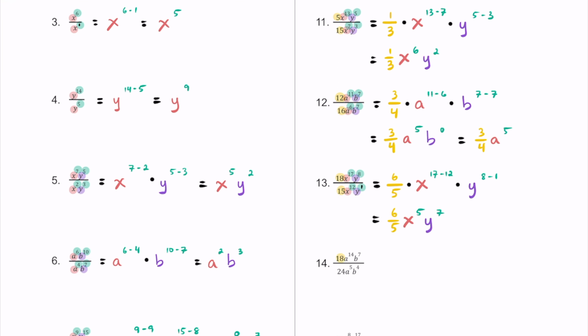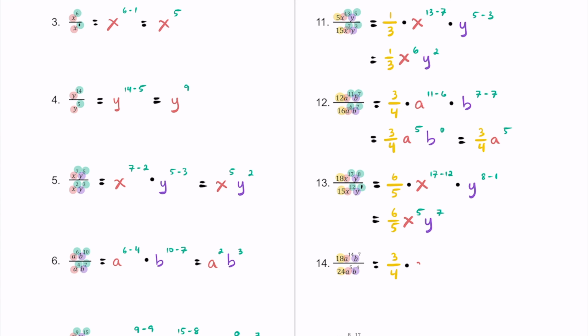For number 14, we have this 18 and 24 as our coefficients. We'll simplify the fraction in just a moment. And then we have our common base of a and our common base of b. Okay, so 18 and 24, I think their GCF is 6. So 18 divided by 6 is going to be 3. And then 24 divided by 6 is going to be 4. So we have 3/4. That's going to be our simplified fraction there.